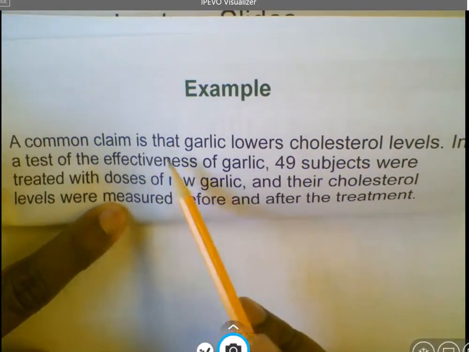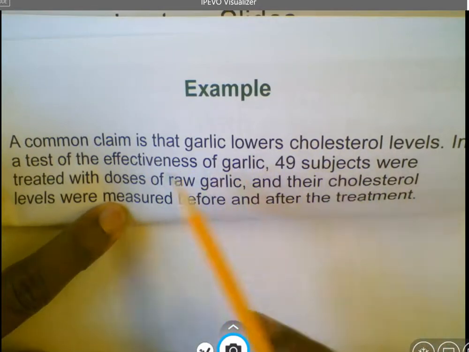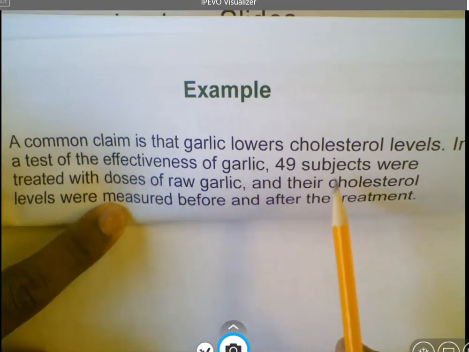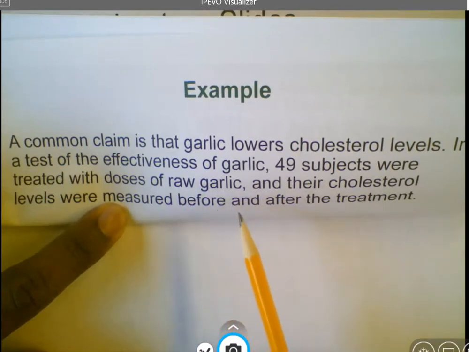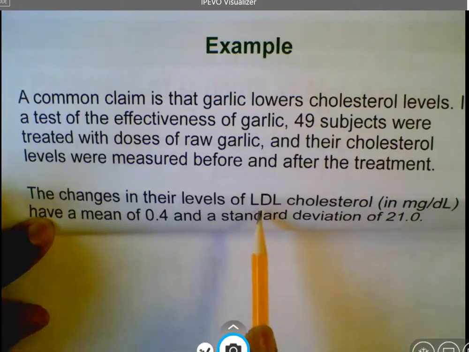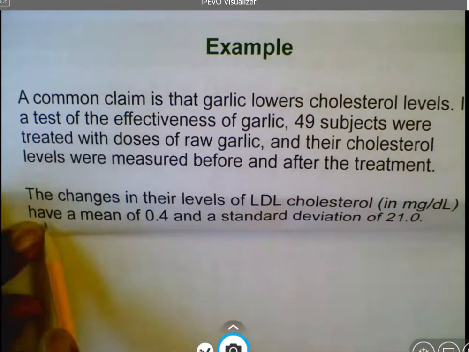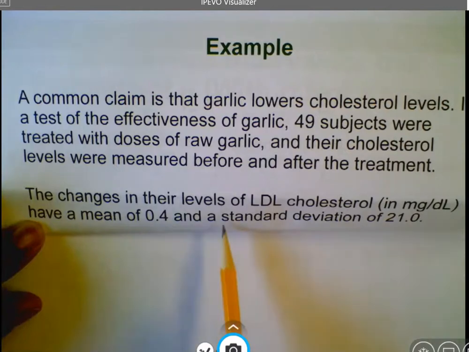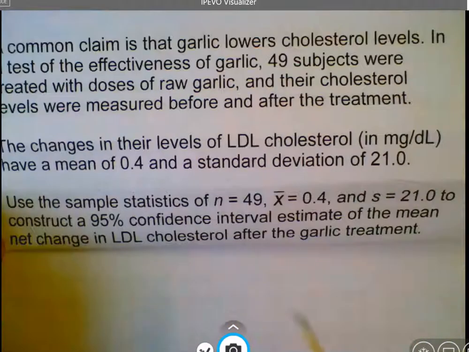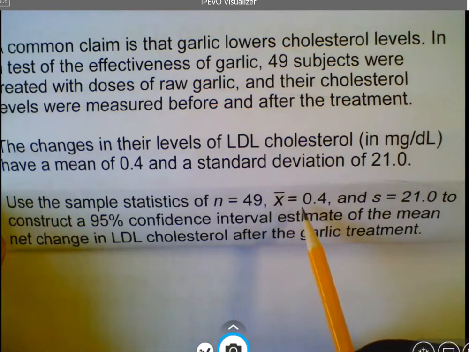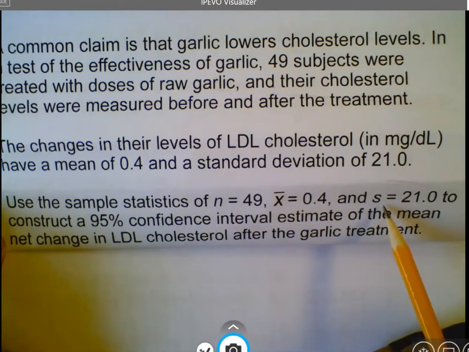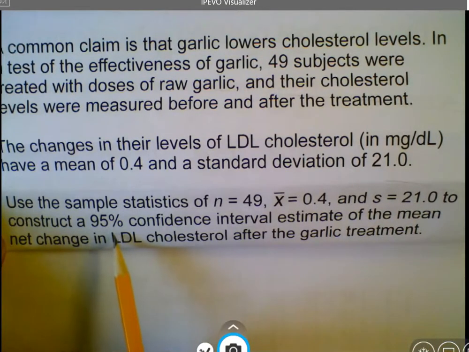Here's our first question. This is an example that says, a common claim is that garlic lowers cholesterol levels. In a test of the effectiveness of garlic, 49 subjects were treated with doses of raw garlic, and their cholesterol levels were measured before and after treatment. The changes in their levels of LDL cholesterol in milligrams have a mean of 0.4 and a standard deviation of 21.0. Use the sample statistics of n being 49, x bar, or the mean, being 0.4, and s, our sample standard deviation, of 21, to construct a 95% confidence interval estimate of the mean net change in LDL cholesterol after being treated with garlic.